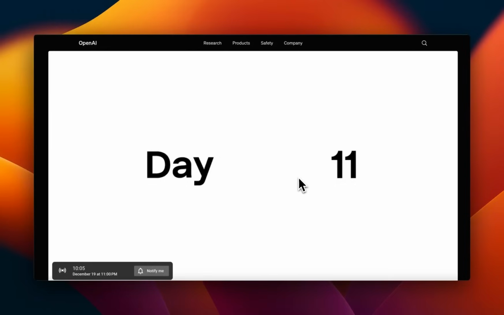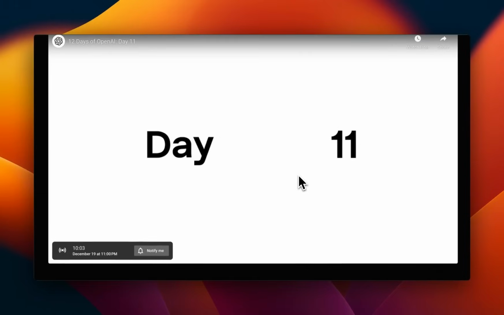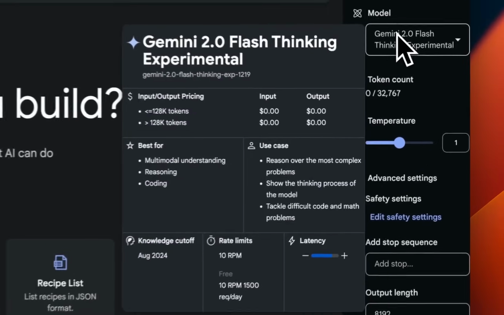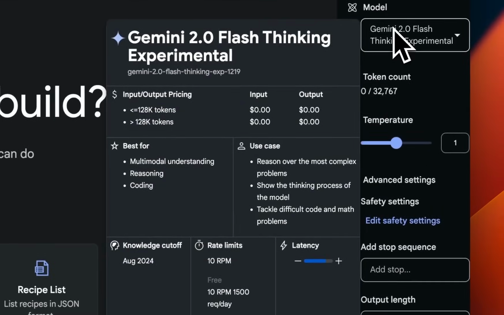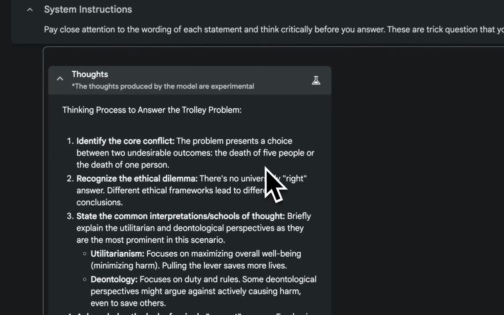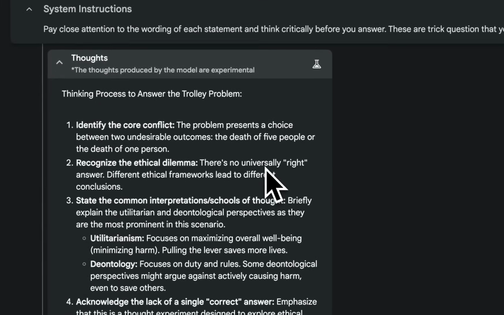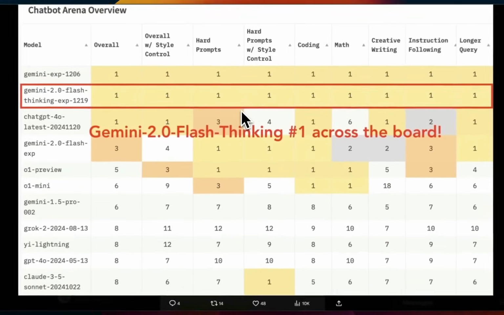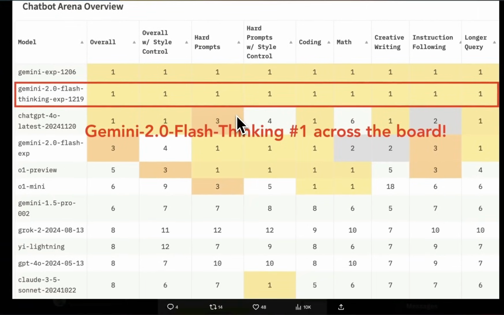Okay, so today is day 11 of 12 days of OpenAI, and Google just casually drops Gemini 2.0 Flash Thinking Experimental. It's their answer to the O1 series of models. But the best part, it actually shows its whole thought process. And it's currently the best performing model on chatbot arena leaderboard. It's on the top position with the Gemini Experimental 1206.